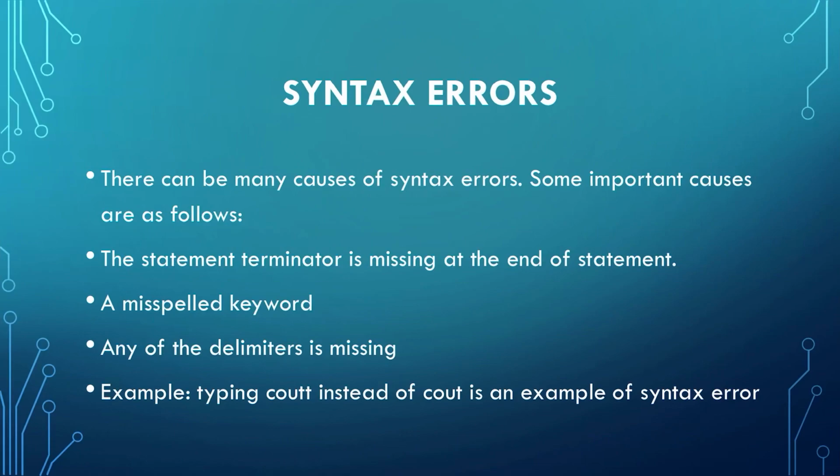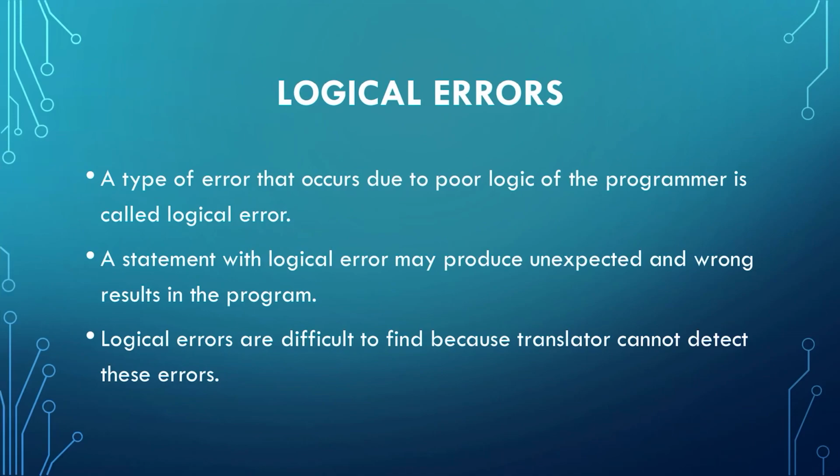Next, we have logical errors. Logical error, as the name suggests, means there is some error in the logic of the program. These are actually the most difficult types of errors. A type of error that occurs due to poor logic of the programmer is called a logical error. A statement with a logical error may produce unexpected and wrong results in the program. Logical errors are difficult to find because translators cannot detect these errors.